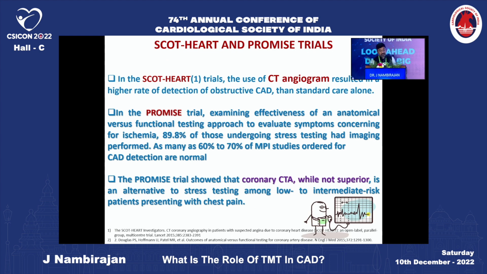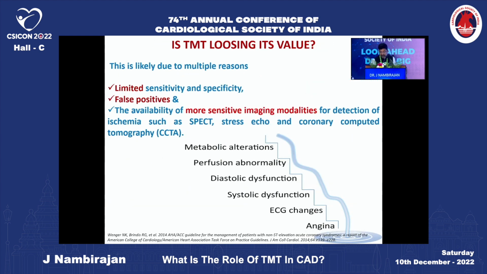These two trials, especially the SCOT-HEART and the PROMISE trials, while testing functional testing against anatomical testing with coronary calcium scoring to evaluate symptoms concerning for ischemia, found that 89.8% of those undergoing stress testing had imaging performed. As many as 60 to 70% of the myocardial perfusion studies ordered for CAD detection are normal. So this has to be noted. The PROMISE trial showed that coronary calcium scoring, while not superior, is an alternative to stress testing. And in the further slides, I'll be discussing the combination of stress testing with coronary scoring.